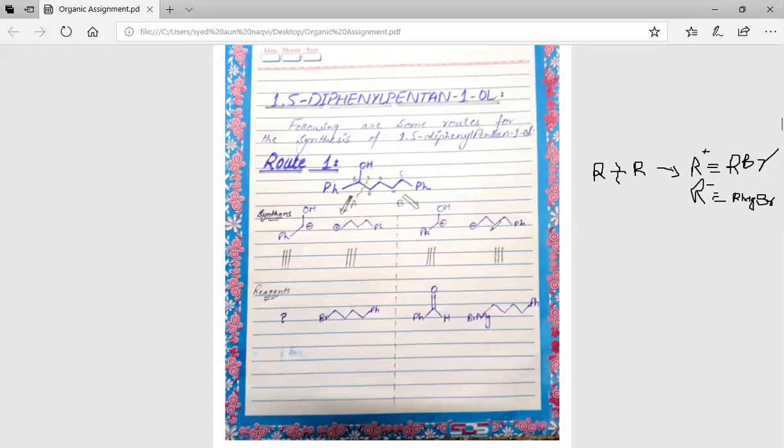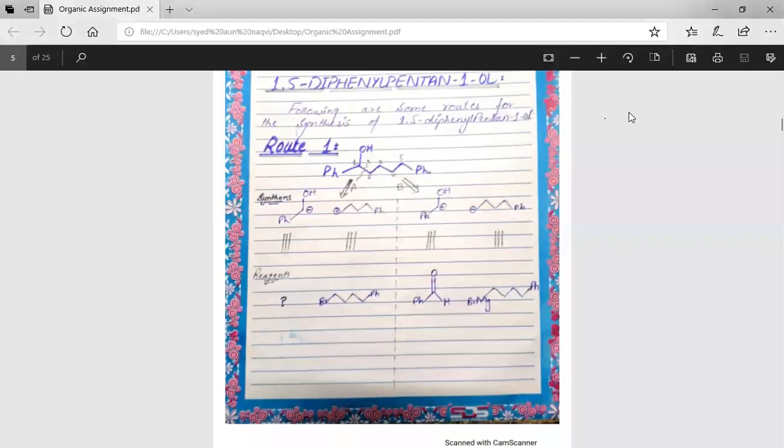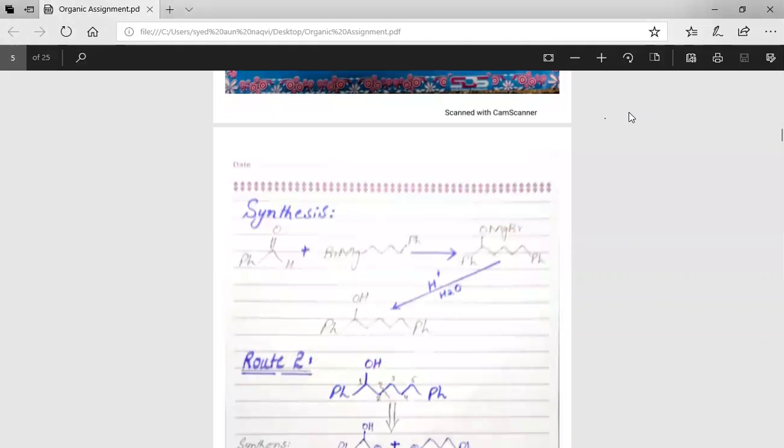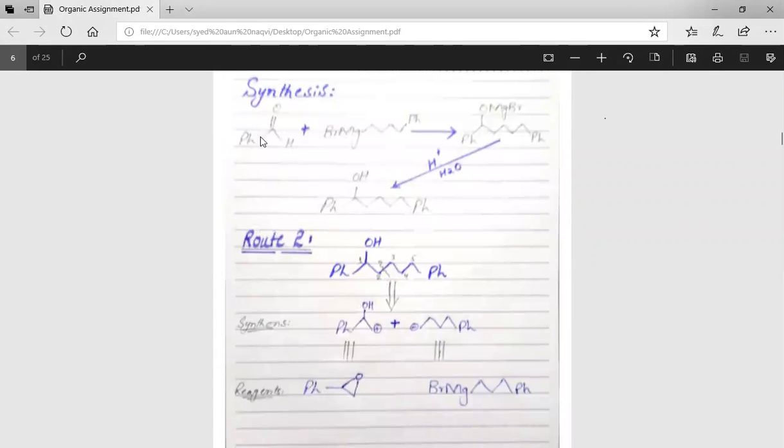So moving towards the synthesis of this, the synthesis of route one would be like this. When we react benzaldehyde with 4-phenyl-1-butyl magnesium bromide, we will obtain an addition product. Upon hydrolysis, this addition product will give us 1,5-diphenyl pentan-2-ol.